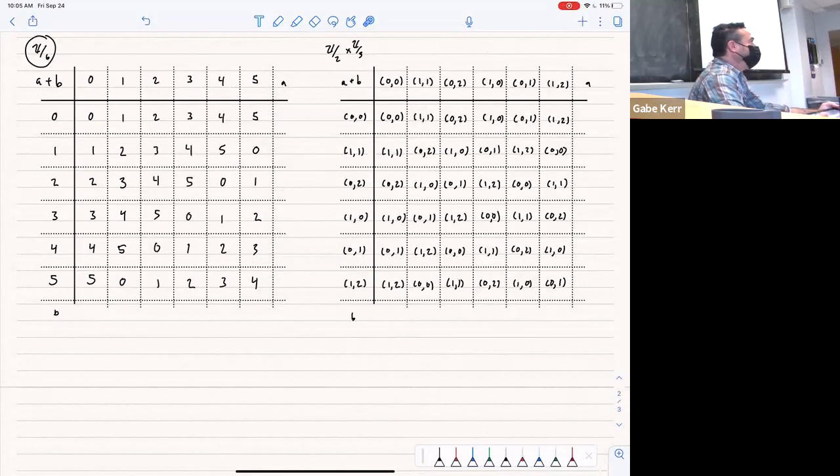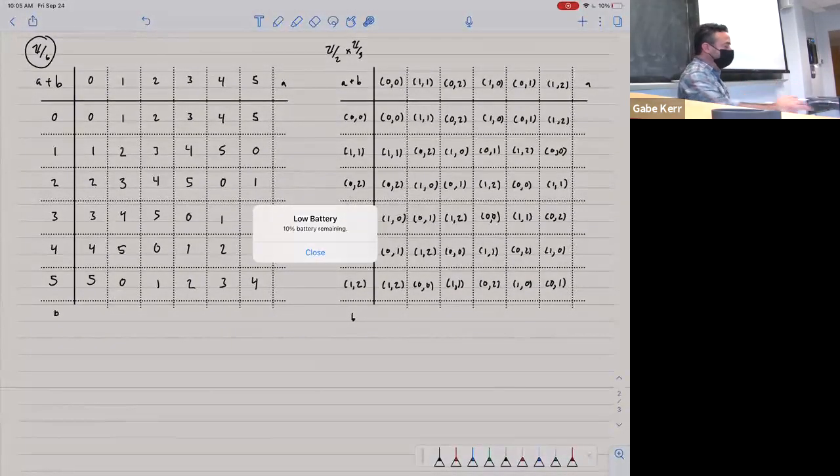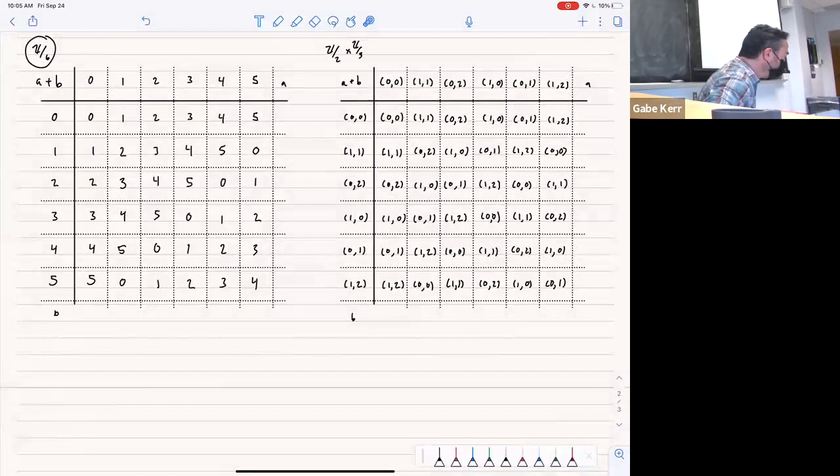They're just another construction at some level. If what you're interested in is getting to applying groups to understand things. This could be bad. I might run out of batteries. If I run out of batteries, I'll go to the board.